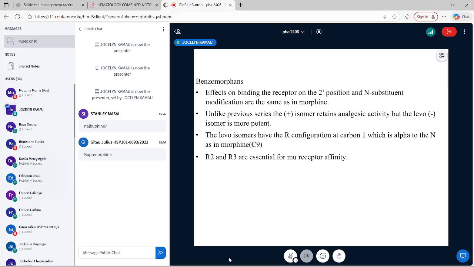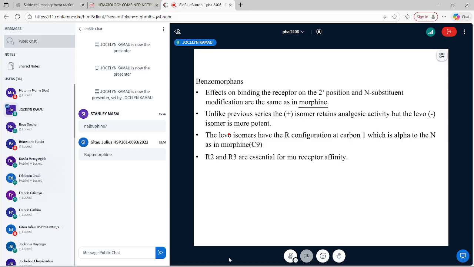Benzomorphan's effects on binding the receptor on the 2' position and then N substituent modification are the same as in morphine. In other words, now we have changed. In morphine, that was the 3' position and the N substituent. They are saying effects on binding the receptor on the 2' position and N substituent modification are the same as that of morphine.